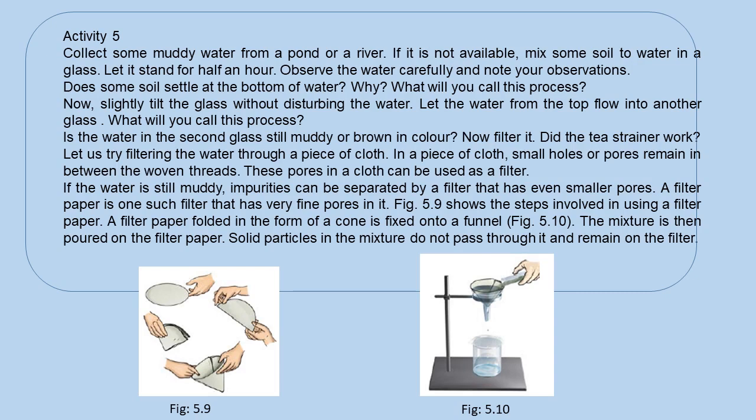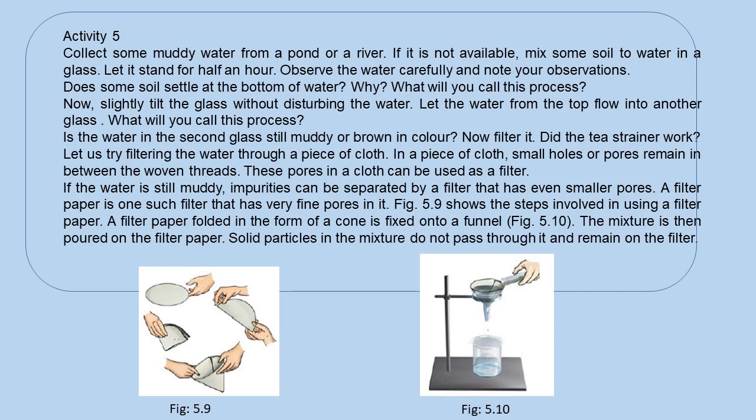Now slightly tilt the glass without disturbing the water. Let the water from the top flow into another glass. What will you call this process? This is called decantation. Is the water in the second glass still muddy or brown in color? If you find that the water is still muddy or brown in color, now filter it.